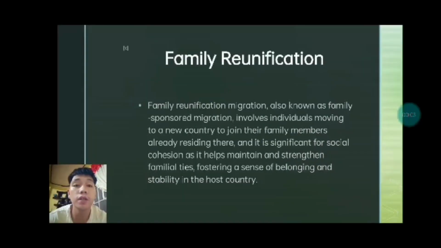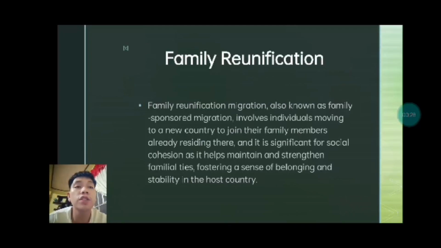Good day everyone, good day sir. I am Patrick B. Cobral from BSMT 3-8. My topic is about the four types of global migration, and this is the continuation of the report of the previous group. My topic is family reunification.